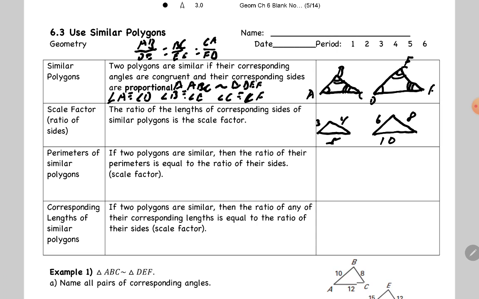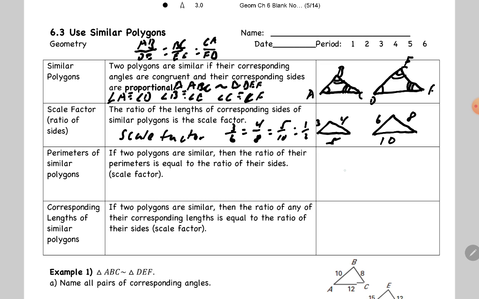The scale factor in this case would be 3 over 6, which is the same thing as 4 over 8, which is the same thing as 5 over 10. So you look at one of the corresponding sides, and these all equal 1/2. So the scale factor in this case is 1/2. You could say that the big triangle is 2 times bigger than the small one, or you can say the small one is half the size of the big one.